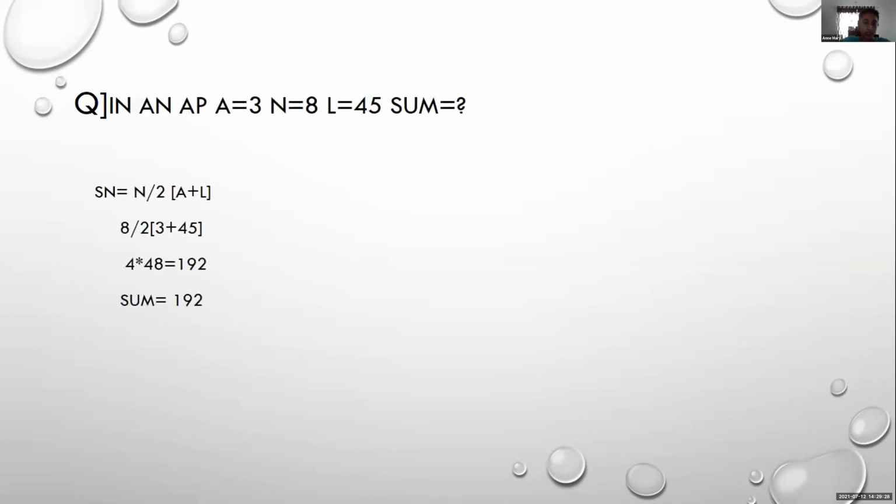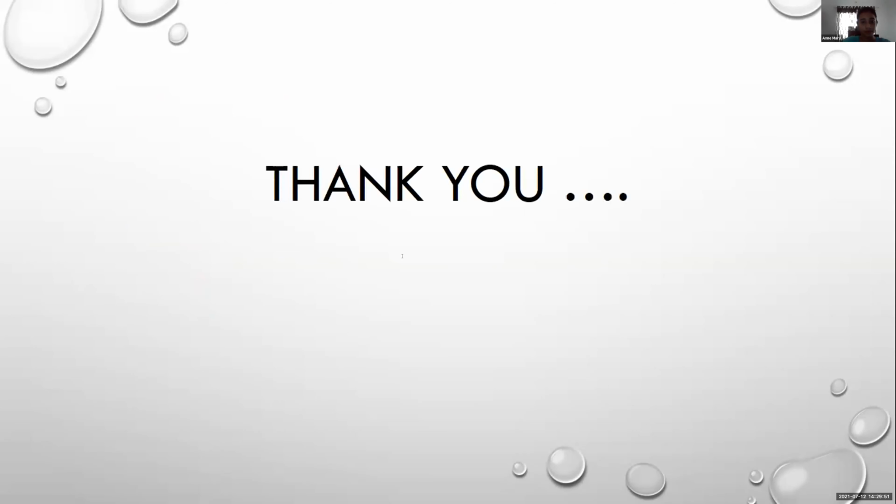And in this kind of question where the first term, number of terms and the last term are given, we can use the second formula, that is n by 2 into a plus l. When we substitute the values we get 8 by 2 into 3 plus 45, that is 4 into 48, that is 192. So we get the sum as 192. So that's all. Thank you.